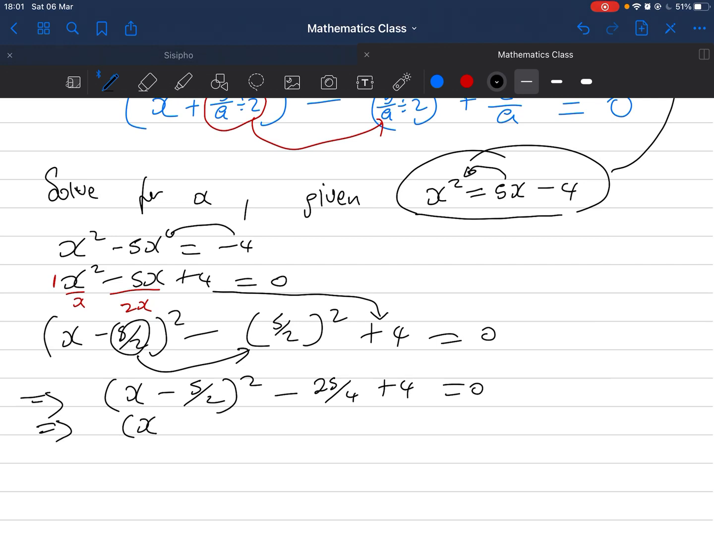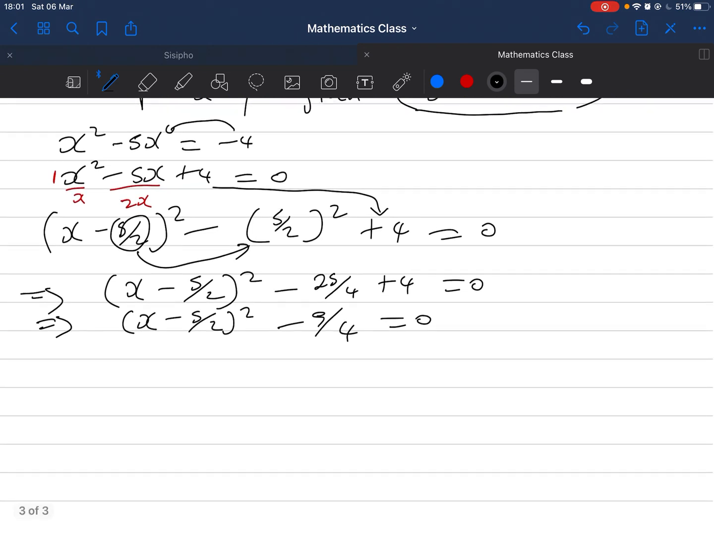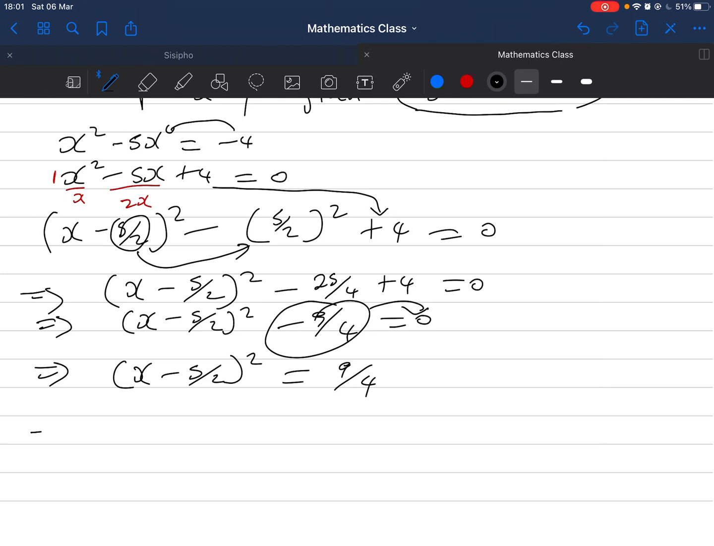So that's going to be x minus 5 over 2 squared minus 9 over 4 is equal to 0. And then this is going to be x minus 5 over 2 squared. So you take this, put it on the other side, it's going to be 9 over 4, right? Now we're solving for x, remember? So from here, you can just introduce the square root. So it's going to have x minus 5 over 2 squared, and square root on both sides, 9 over 4.